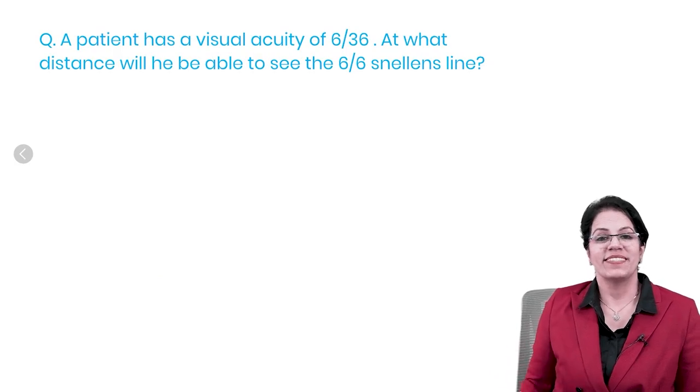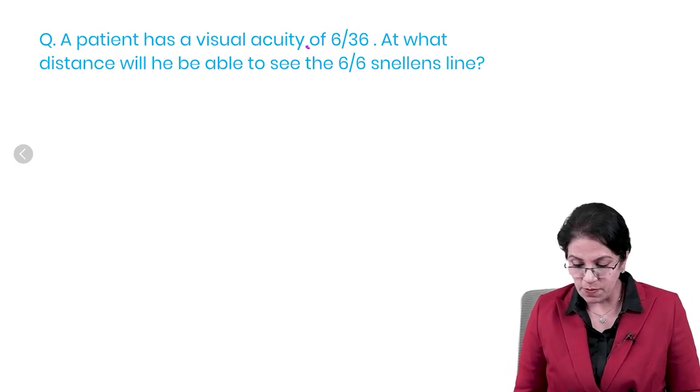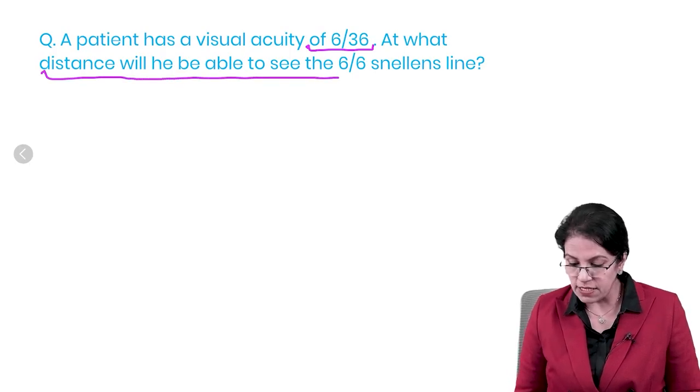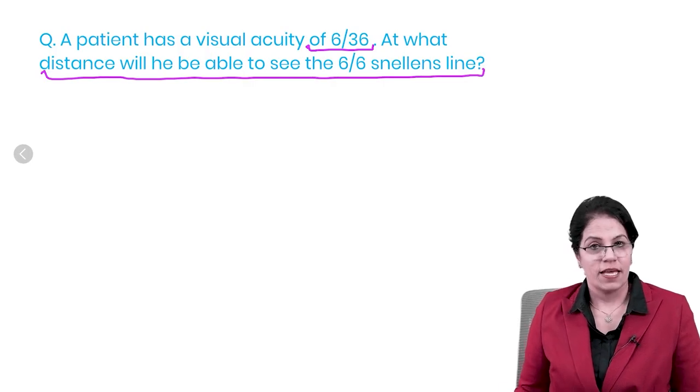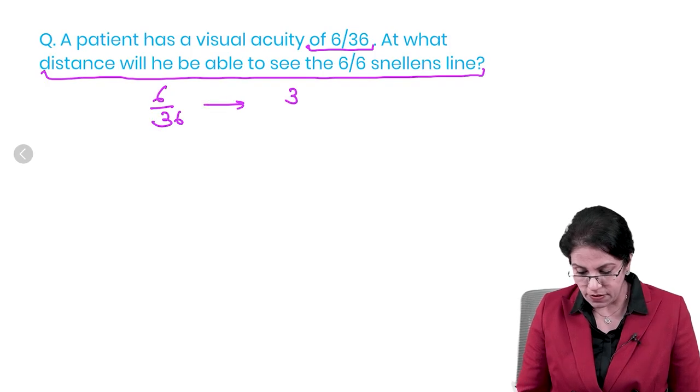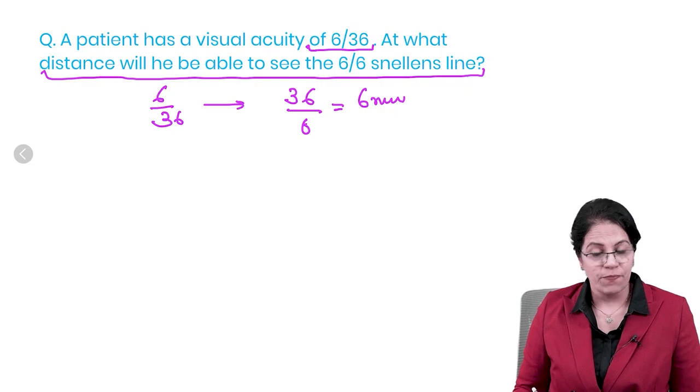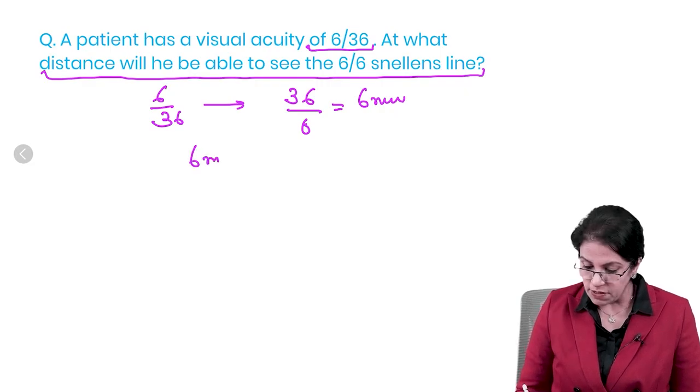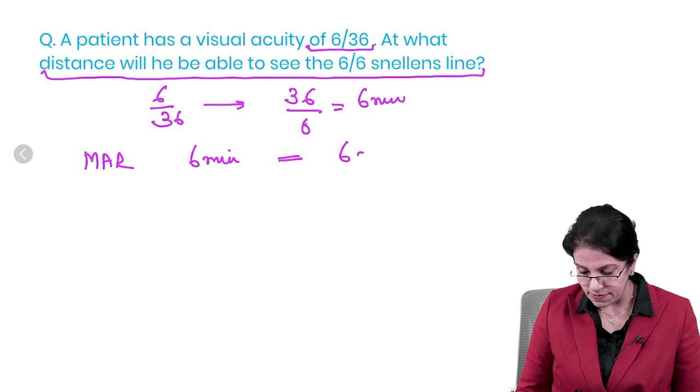Let's talk of one more. A patient has a visual acuity of 6 by 36. At what distance will he be able to see 6 by 6 on Snellen's chart? A person who has a visual acuity of 6 by 36. The minimum angle of resolution here will be 36 by 6, which is equal to 6 minutes. Right? So when he has a visual MAR, minimum angle of resolution, of 6 minutes, it is happening at 6 meters.